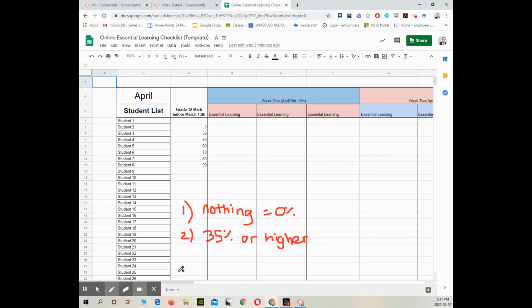Okay. And then finally, the option could be that the student doesn't hand anything in prior, but just completes stuff during week 1. So maybe in January and February, you had a lot of work assigned to the student. They've done nothing. They've skipped. They were absent. But during week 1, they completed one of your essential learnings. Let's say they didn't do this essential learning, but they completed this one to a minimal level. That student, you're probably going to be giving them a 35% on their midterm.